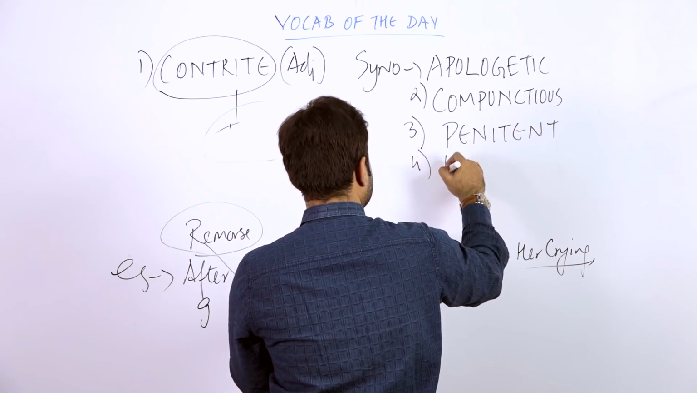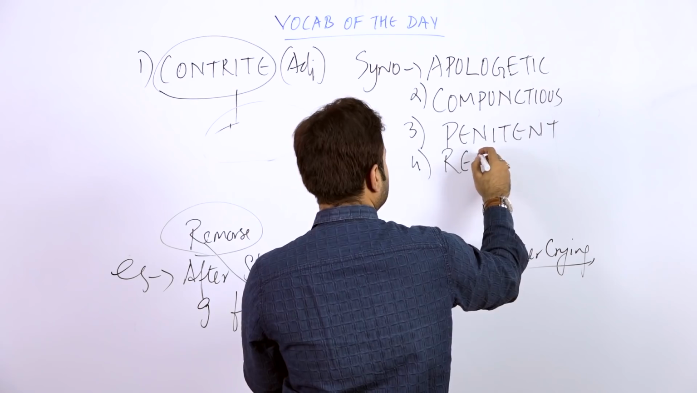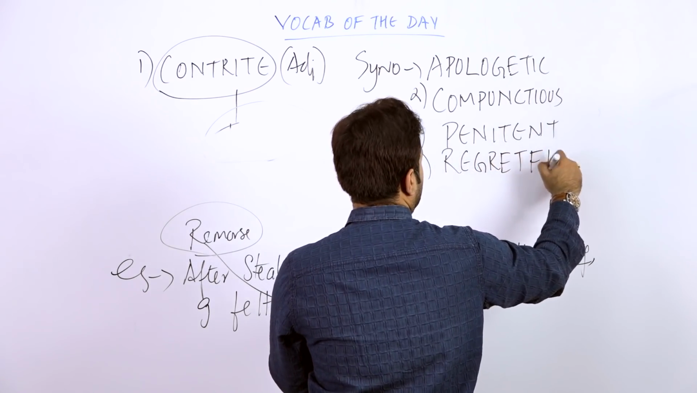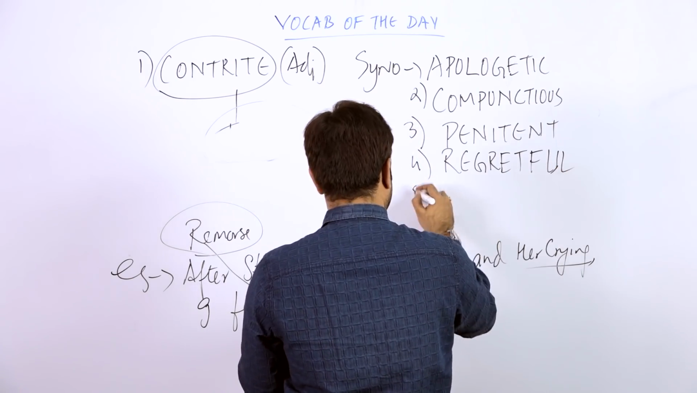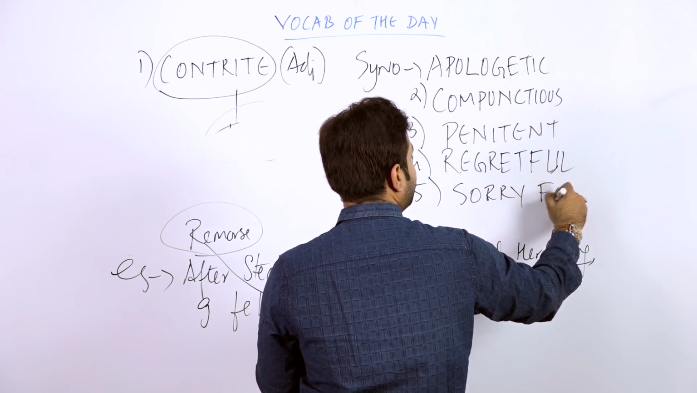Fourth word you can take is regretful. Now I hope you are getting it, because the word trite was completely different. You can't use it in the sense of contrite and regret after regretful. The fifth word, finally, that I want to add is a simple word that you can easily relate to: sorry for something.